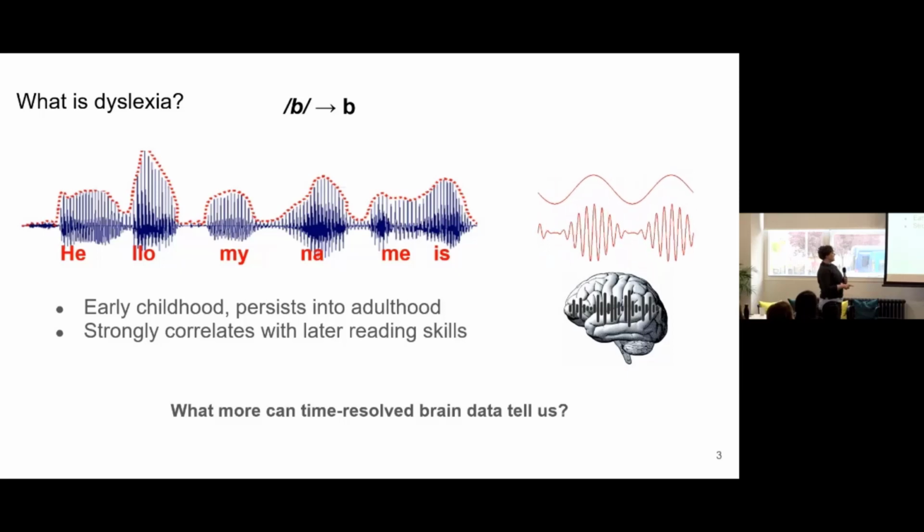So what can the time-resolved brain data tell us? This already told us there's an issue with tuning the brain to the speech signal. But what more can it tell us? Because in that brain activity is encoded not just speech, not just understanding of individual sounds of speech.